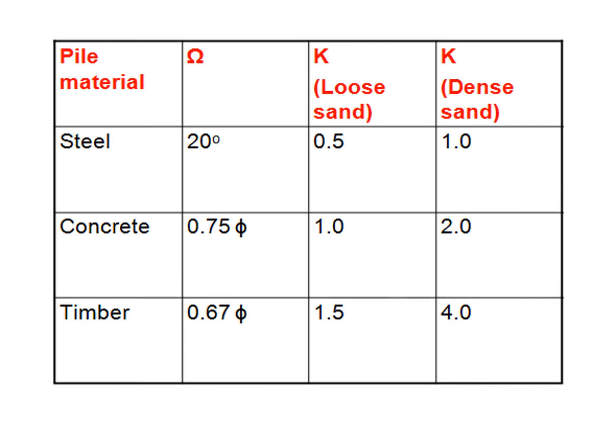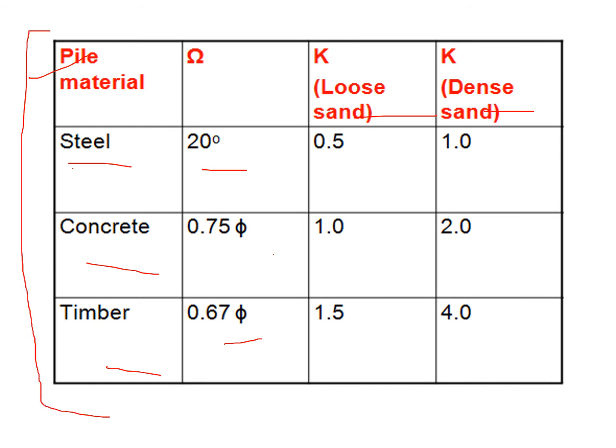So the selection of values of delta and K depends upon the pile material. According to pile material, for steel, concrete and timber, the delta value is 20 degrees, 0.75 and so on, and K depends upon the type of sand, loose sand and dense sand. So the values for delta and K you can take from this table.